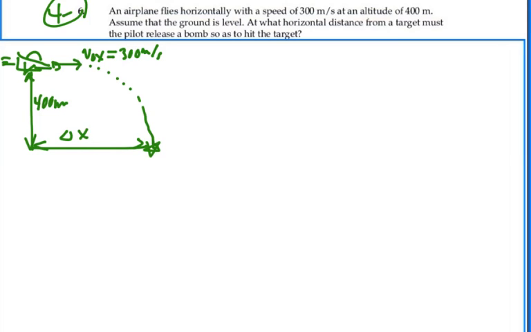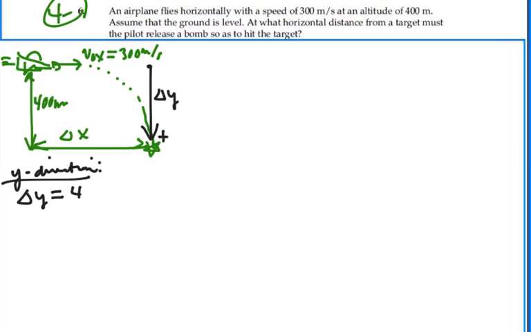Now the y direction and the x direction are happening simultaneously, so they're going to have the same time. And if I can find the time from one of these directions, I'll be able to solve this problem. Let's look specifically at the y direction. What do we know about the y direction? Well, we know that if we define down as positive, our displacement will be to the ground, so that will be equal to our height. So our displacement as a positive value will be 400 meters.